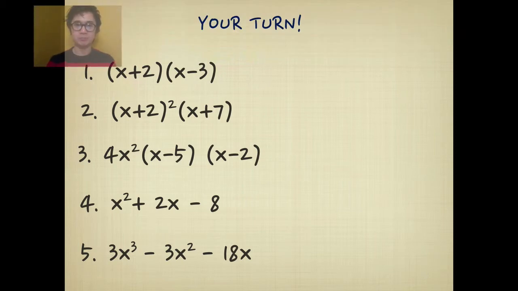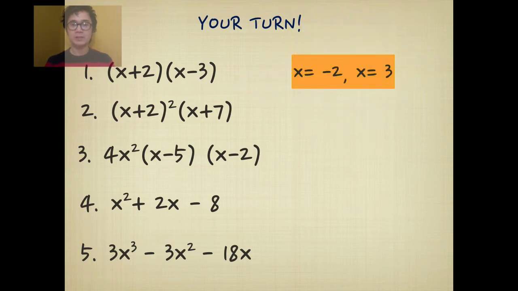Let's go over your answers. For number 1, we have x equals negative 2 and x equals 3. For number 2, the roots of the polynomial will be at x equals negative 2 and x equals negative 7.